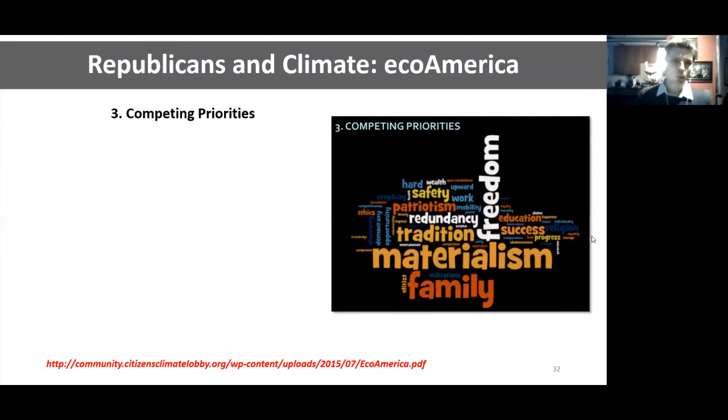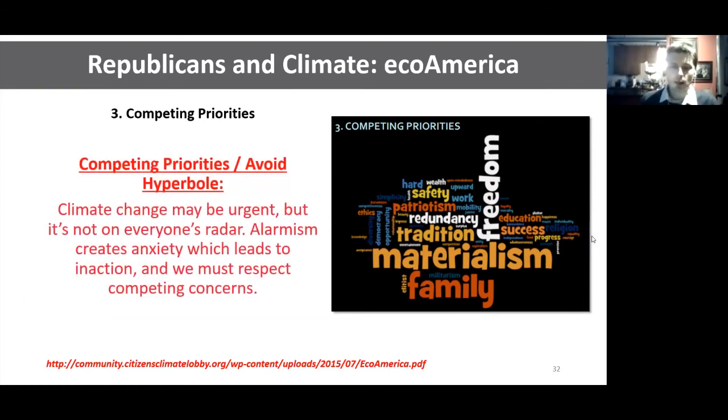The other thing we have to think about, the next item that they put on here is competing priorities. Recognizing that people, especially conservatives, even those that recognize climate change as an issue, it's probably not at the top of their list, right? There are many other issues they're concerned about. They're concerned about ISIS. They're concerned about right to life or protecting life. They're concerned about Second Amendment, things like that.